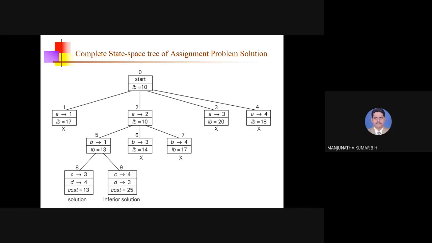And this is the complete state space tree of the assignment problem. Okay. I think the complete state space tree is now visible, no? Because in the last class there was a problem. You were not able to see the complete state space tree.